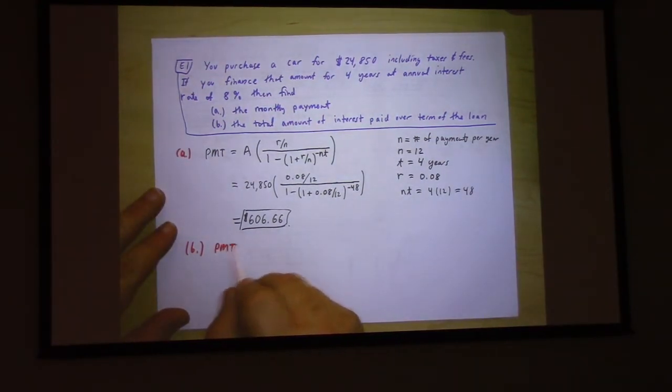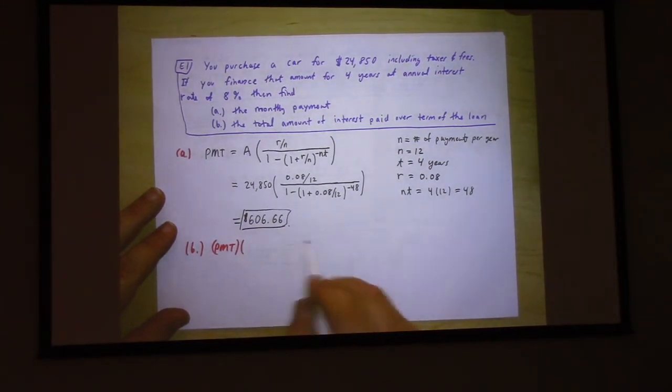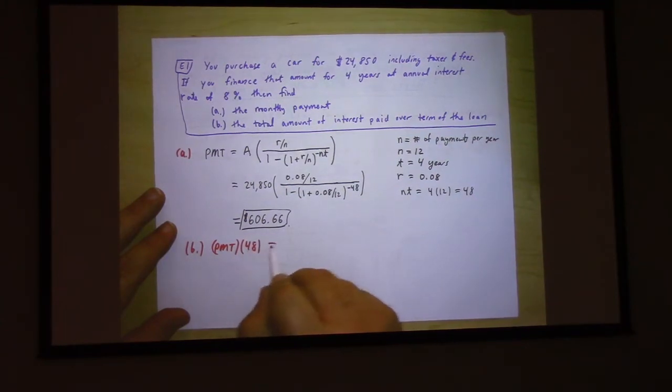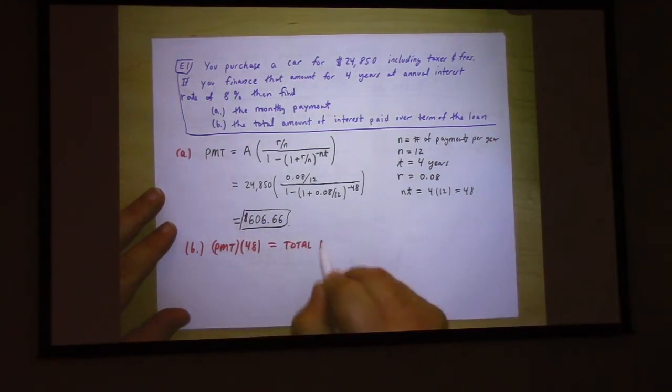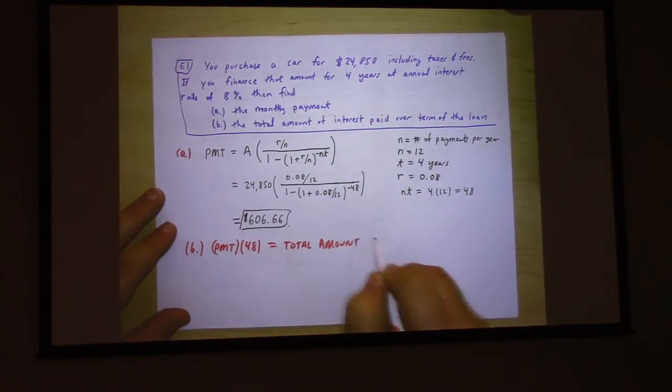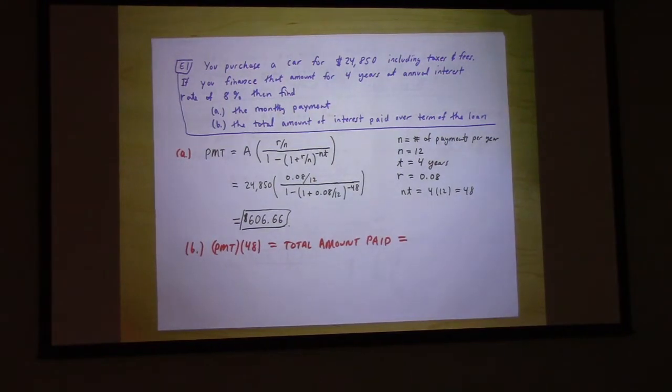PMT times how many payments are there? Total 4 years, right? So 48 payments. This is equal to the total amount paid, right? And so what's that? We take the 606.66 times what? Times 48, right? 606.66 times 48, we get $29,119.68.